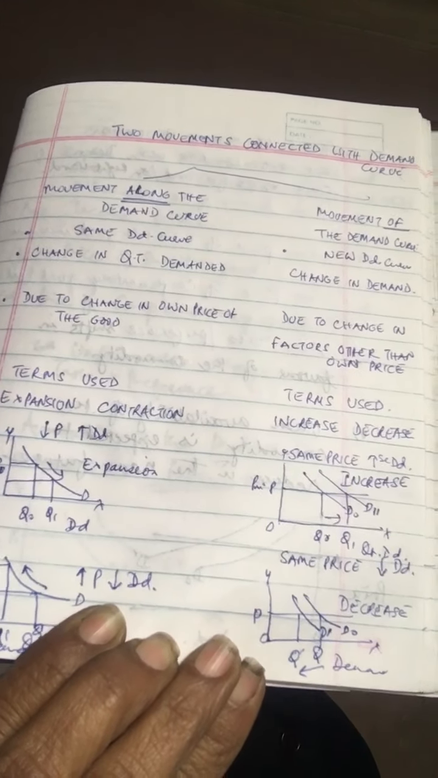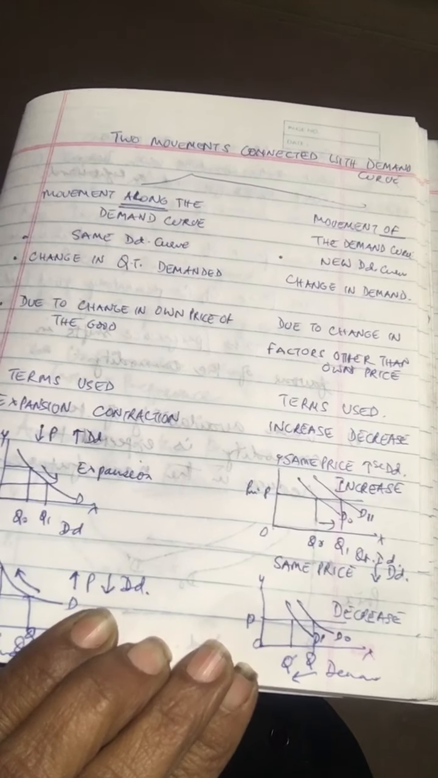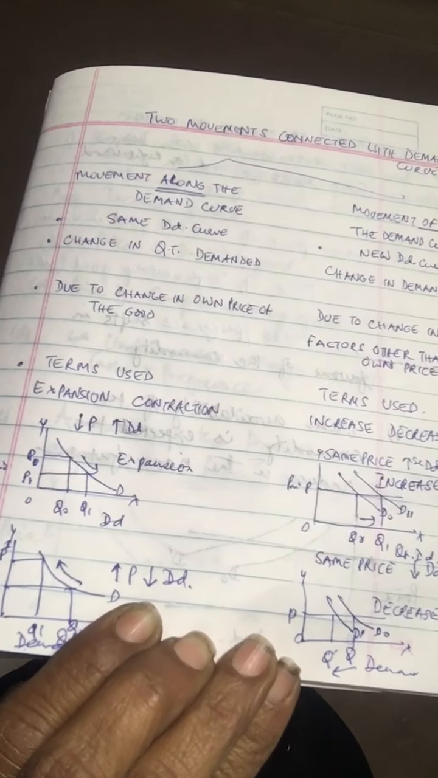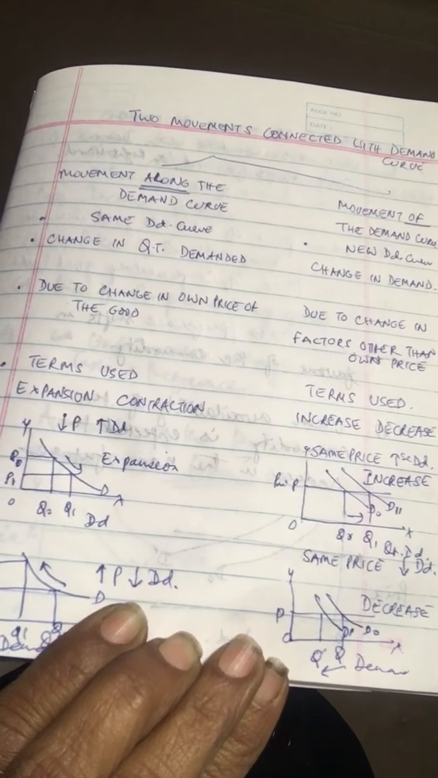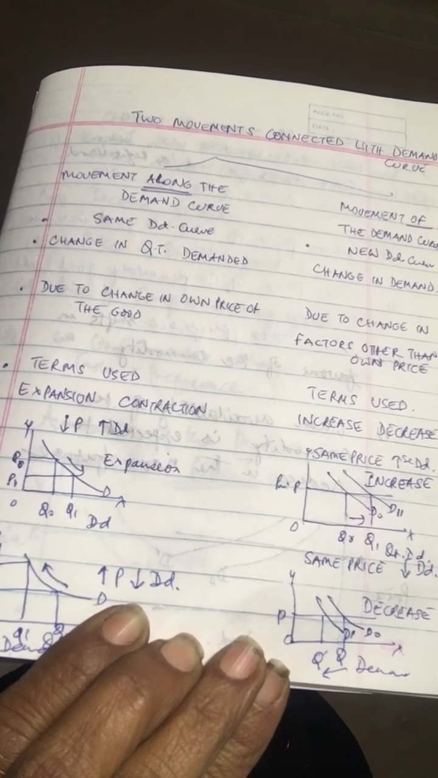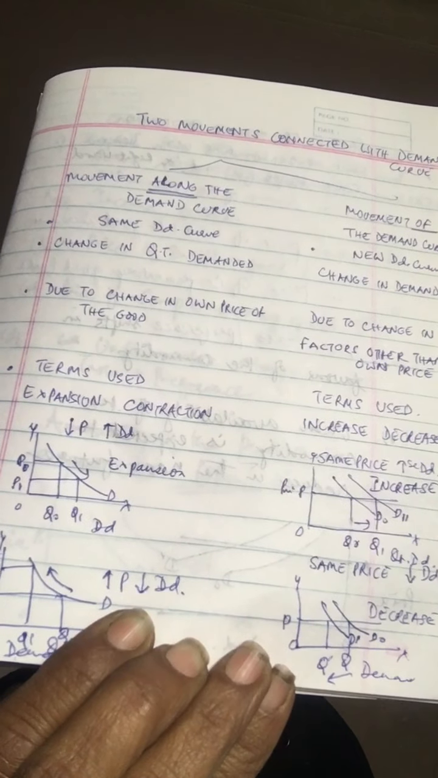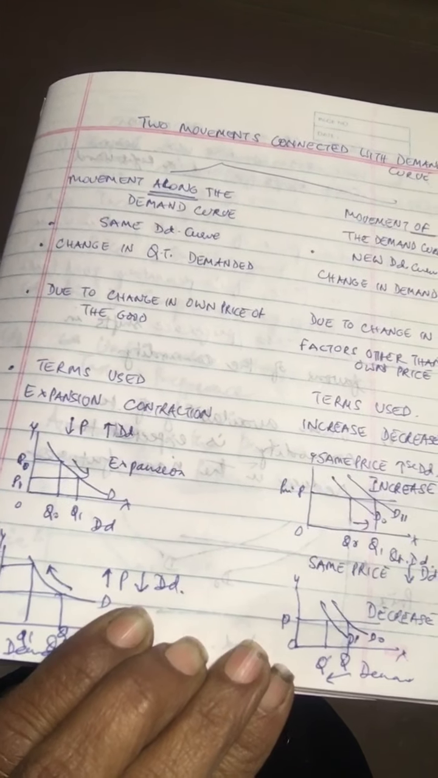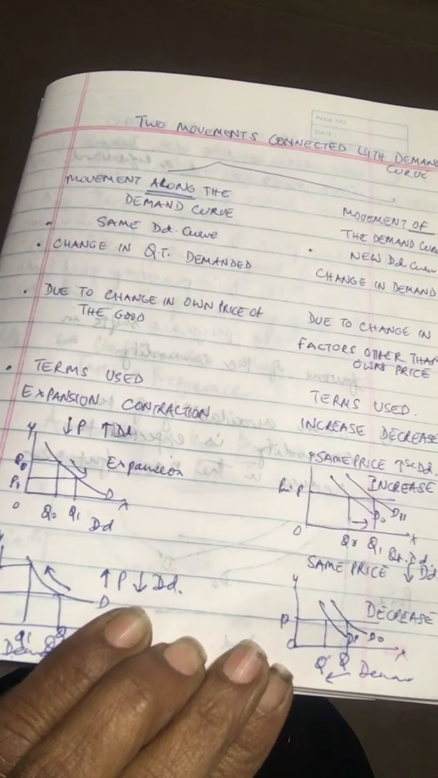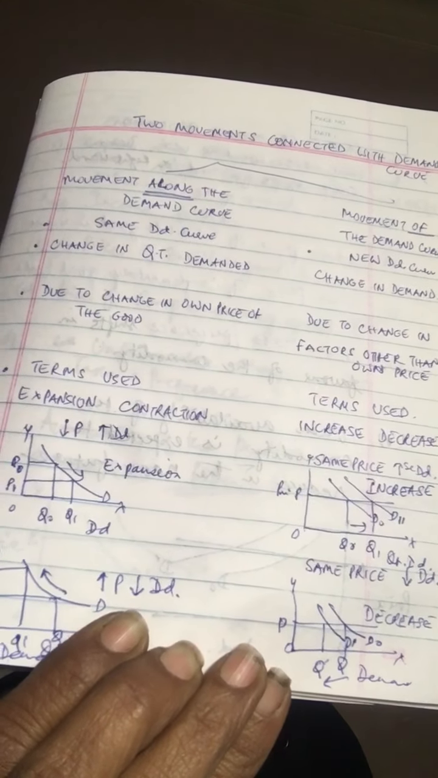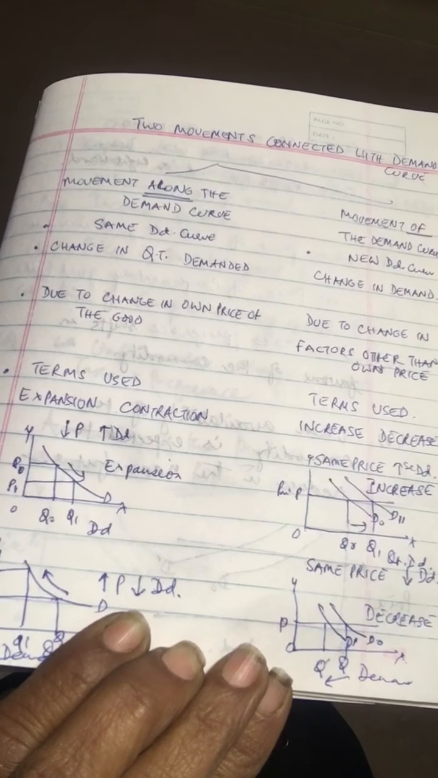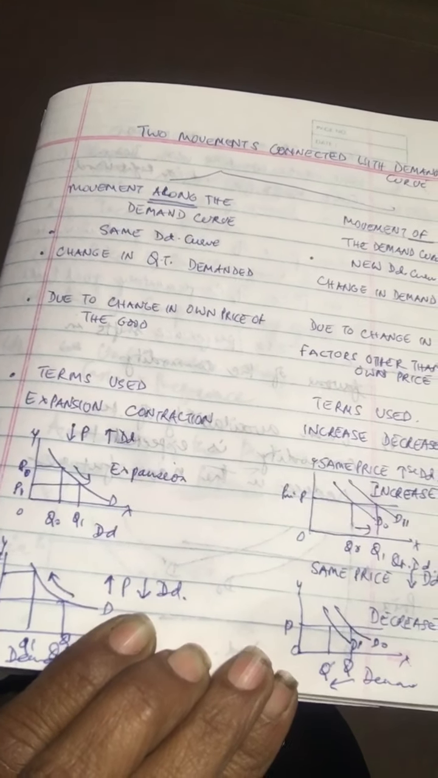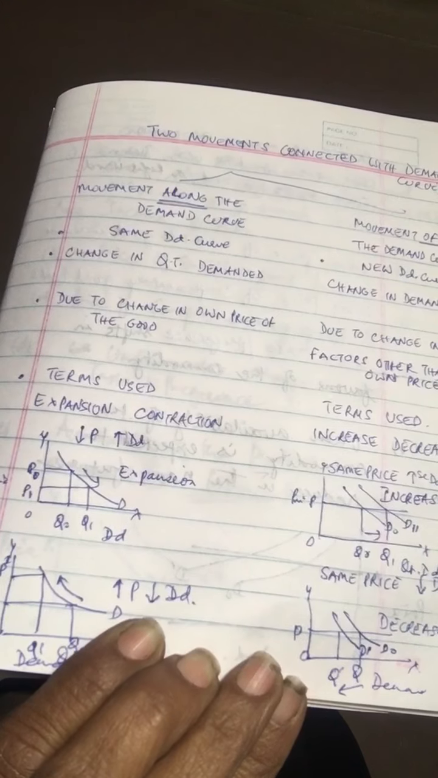Now let's talk about expansion and increase in demand. You can see the diagrams here. When you're talking about an expansion, what do you see? It refers to increase in quantity demanded due to decrease in own price of the commodity. So it shows that because of a fall in the price, there has been an expansion in demand. And when you're talking about increase in demand, it refers to increase in quantity demanded even when own price of the commodity is constant, at the same price.